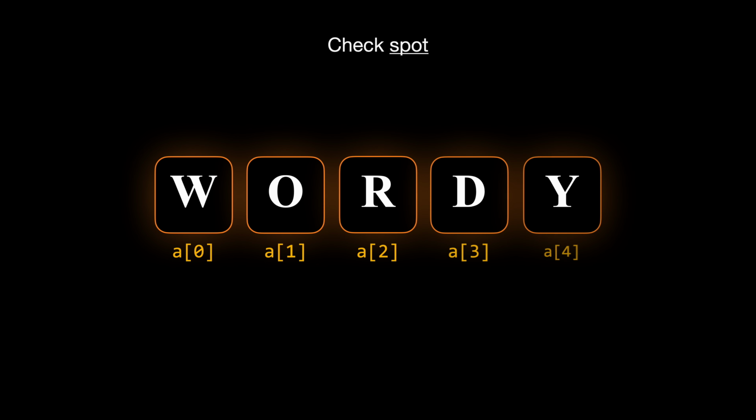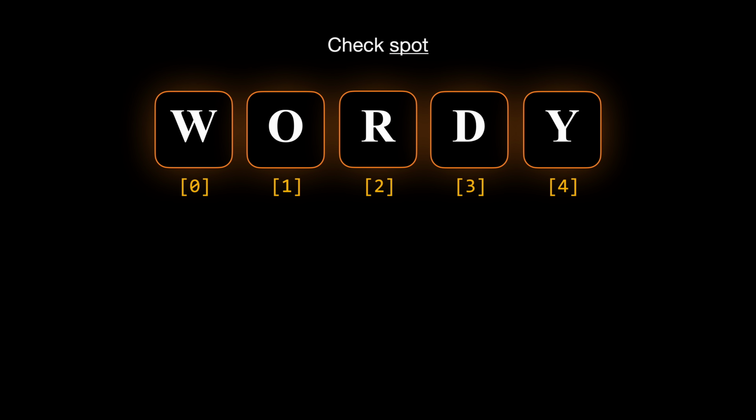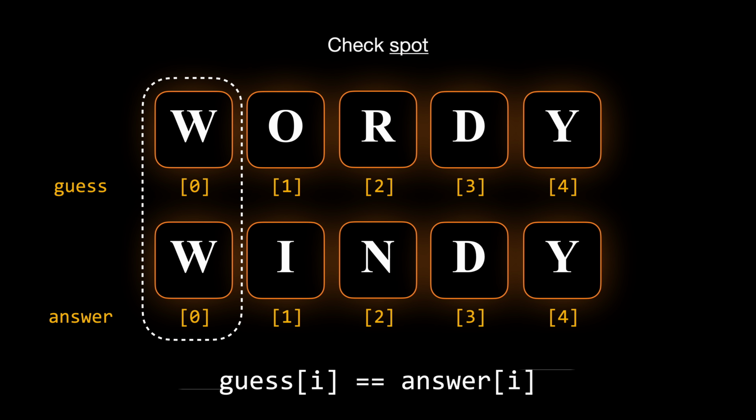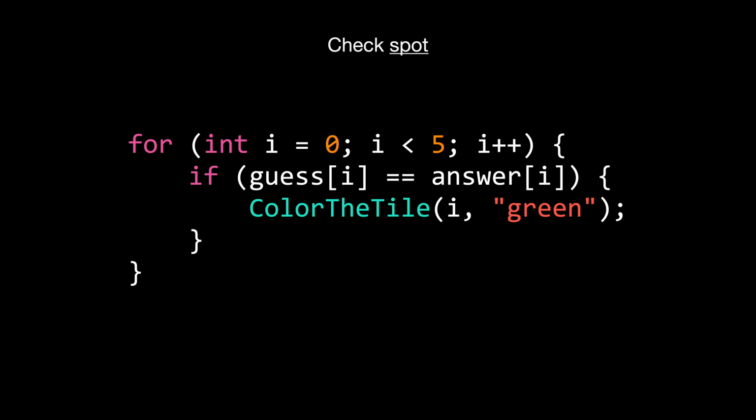A word is a sequence of characters, so it is an array. To check if a letter is in the correct position, we compare the guess and the answer at the same index. If they are the same, we color the tile green.